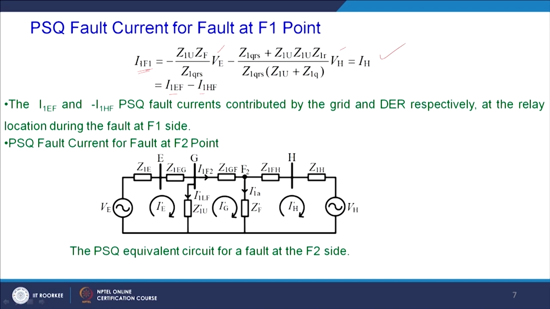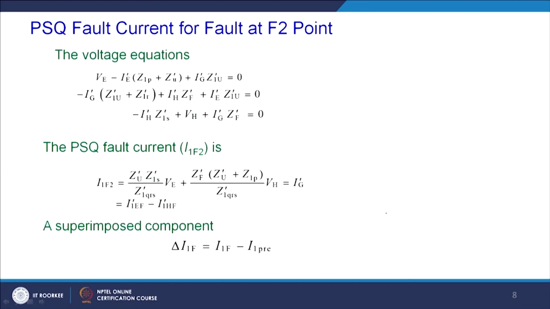I1 F1. These two current resultants will just derive the fault current which is going to be seen by the relay which is located at bus G, and this is the fault current for my particular fault position F1. Now, for fault F2, this is the corresponding expression or the equivalent circuit for the network. Now, after solving these two equations, these are the expressions for I1 F2.